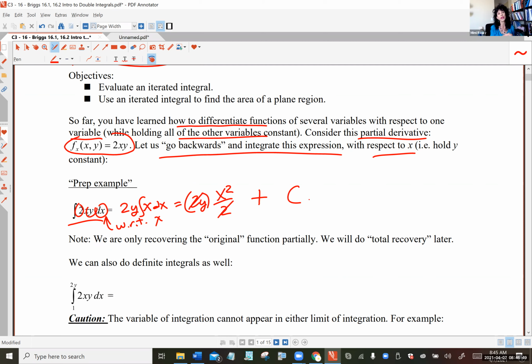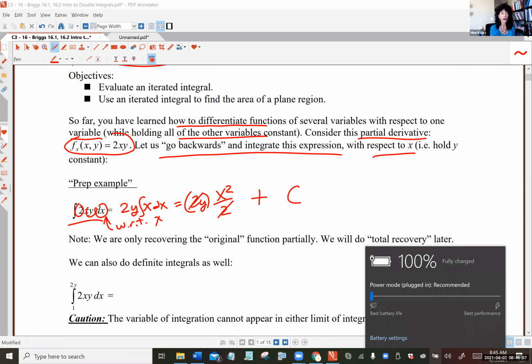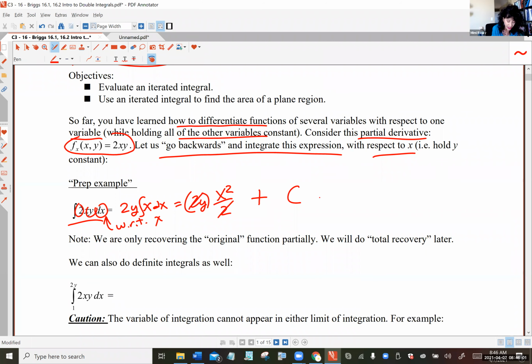And because we're integrating with respect to x here, we're only partially recovering the full integral. So the other variable we're not working on right now, we sort of acknowledge that. So we say c of y. It could be just a pure number, but it could also be a function of y, since we haven't recovered this expression with respect to y. So the final answer would look like x squared y plus sort of a constant, but not really, okay?